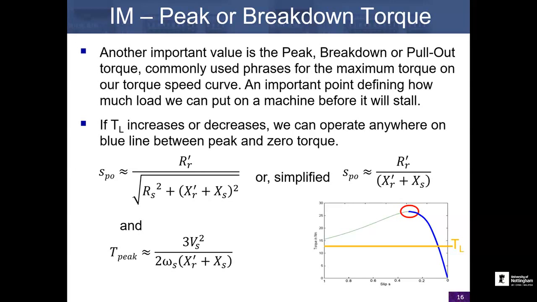We can predict that in terms of slip as rotor resistance divided by the root of stator resistance squared plus the sum of the leakage reactances squared. And we can also work out the torque we're going to get at that peak based on the voltage, the synchronous speed and the leakage reactances. So this is something we can actually predict, and it's quite commonly used as a simple sort of governing factor of how this machine is going to operate.